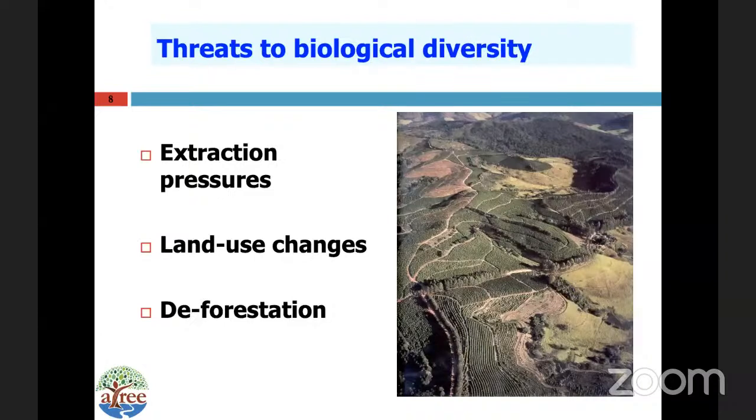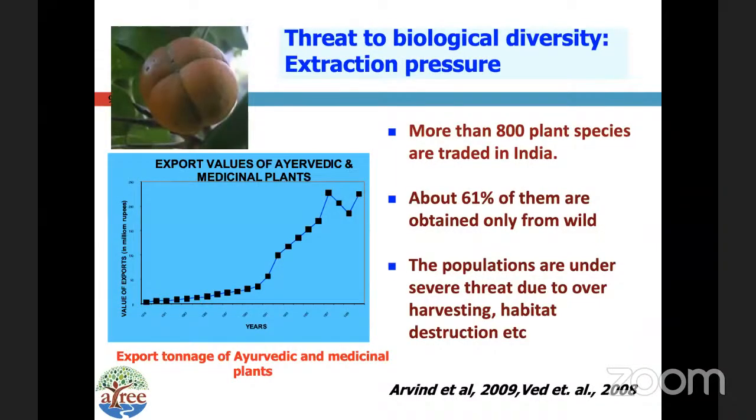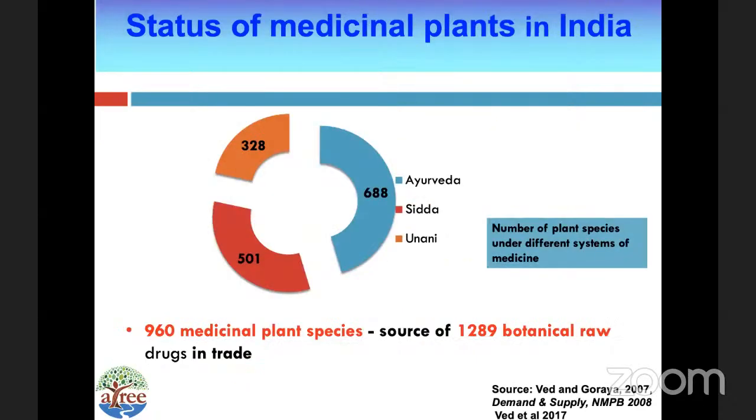But there have been a large number of threats to this biological diversity, and it could be because of extraction pressures, land use changes, deforestation, or extraction of one particular species at a very large scale. Because of this, you could have a lot of impacts at the species level. For example, there are about 800 medicinal plants that are traded in India, and 61% of them are obtained only from the wild. Because of excessive harvesting, many of them are under severe threat, and a number of populations of these species are already facing extinction.